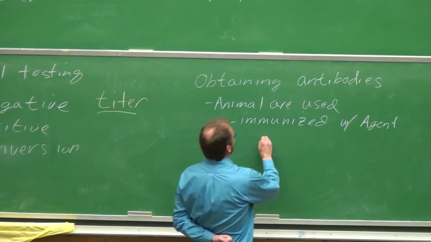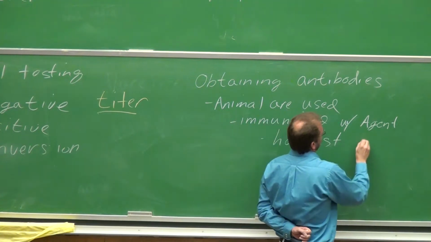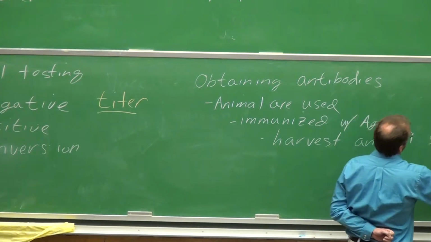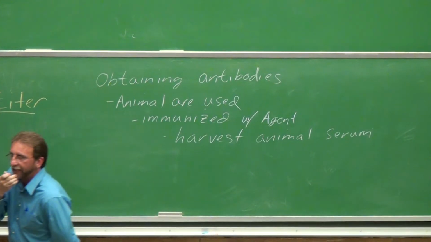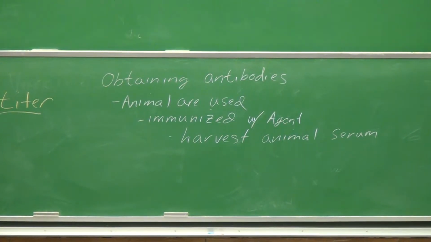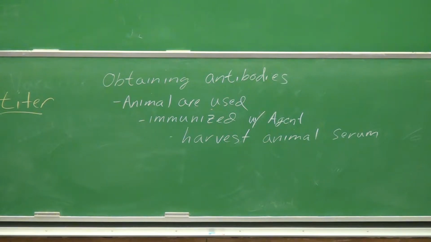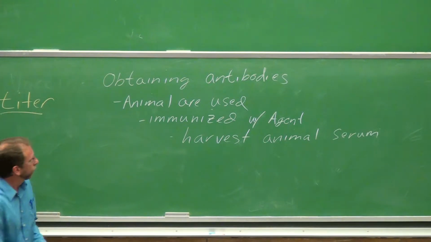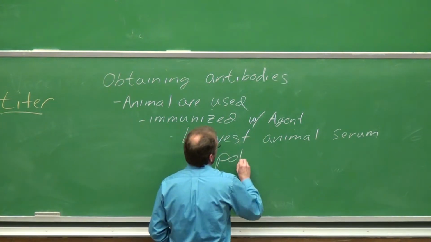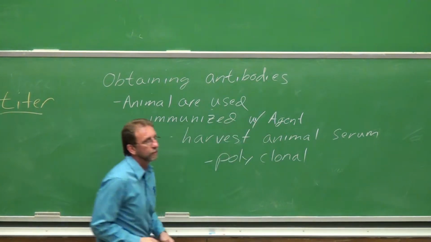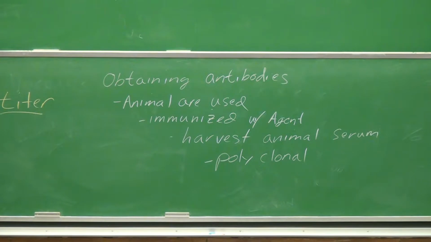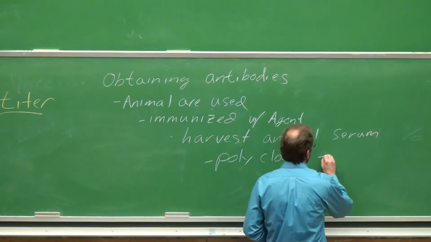Okay, so now we are going to harvest the animal's serum. And the serum is the fluid part minus the blood clotting factors. So it's minus the formed elements and the blood clotting factors. That would be the red blood cells, the white blood cells, the platelets, and then any of the proteins that are responsible for blood clotting. Those are removed. And what you're left with is what we would call a polyclonal situation in which you have multiple naive T cells, or B cells, excuse me.